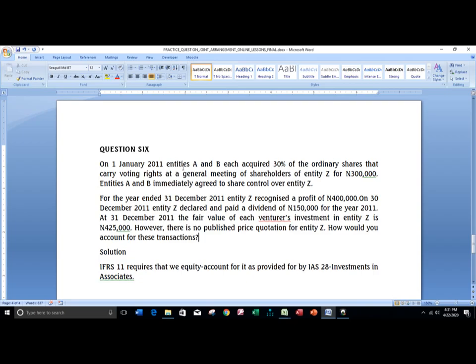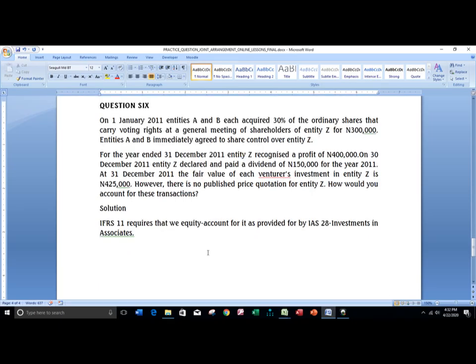The profit that you are taking will also go to your statement of profit or loss, because that one will dovetail into retained earnings. Then your statement of financial position will be fine. So let us look at how this will work. We can just pick for maybe A or B. We've agreed that it is a joint venture. Let's pick A or B.